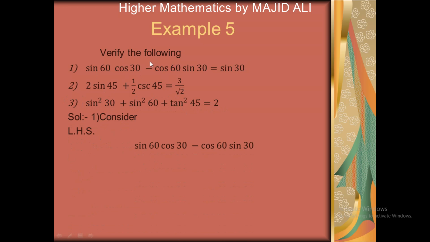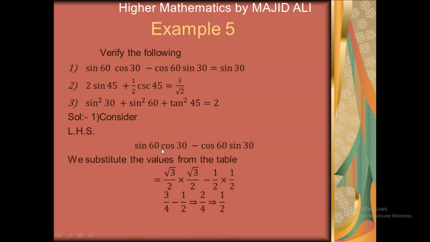By verifying both sides, we consider the left hand side first. The left hand side is sin 60 cos 30 minus cos 60 sin 30, substituting the values from the table of the values that we already saw in the previous slides. We can easily make a table for the trigonometric values using 0 to 4, then dividing by 4 for every value: 0 over 4, 1 over 4, 2 over 4, 3 over 4 and 4 over 4, then square rooting the values. You can also draw the table here.